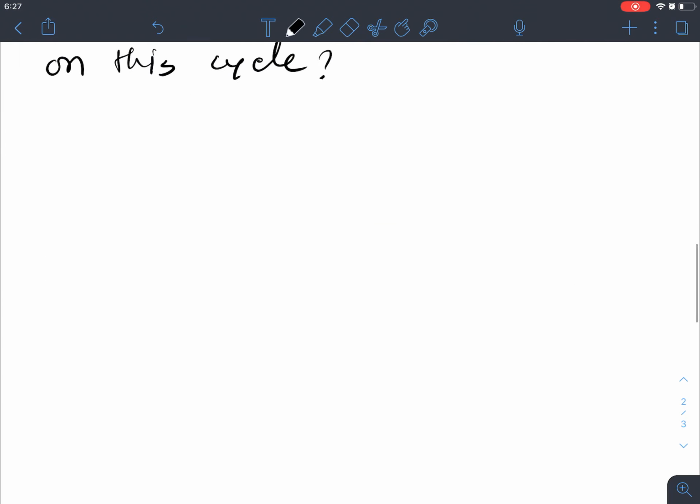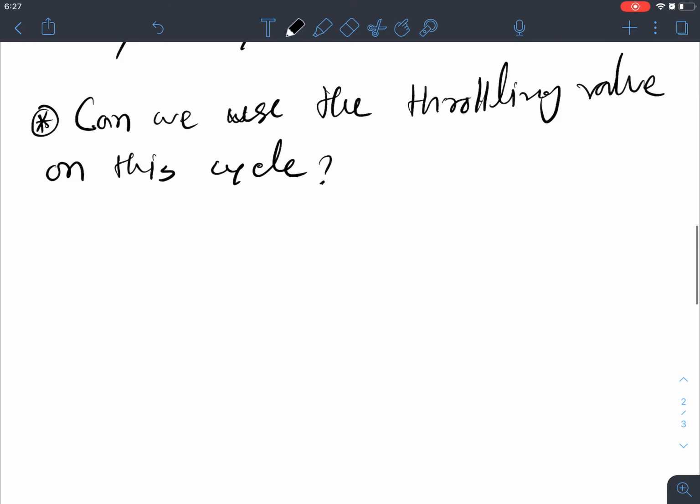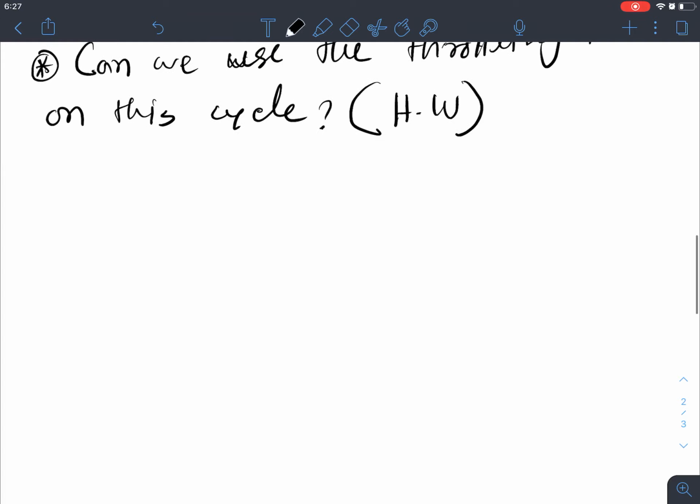Let's take a look at this. By the way, I would like to ask you all: instead of the gas turbine, can we use the throttling valve in this cycle to run this gas refrigeration cycle? Let's see what the answer is. Then the TS diagram of this cycle will look like this.